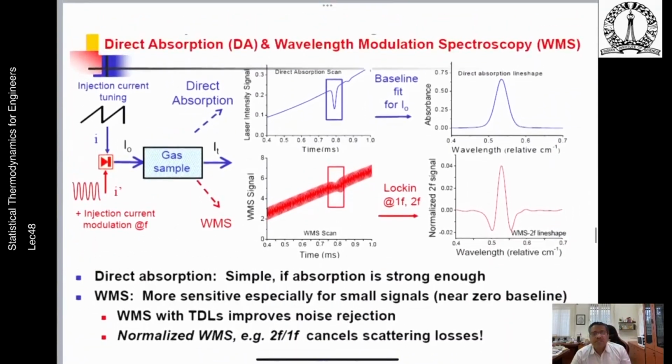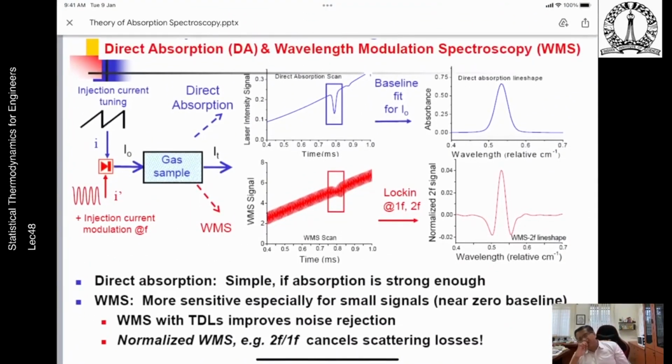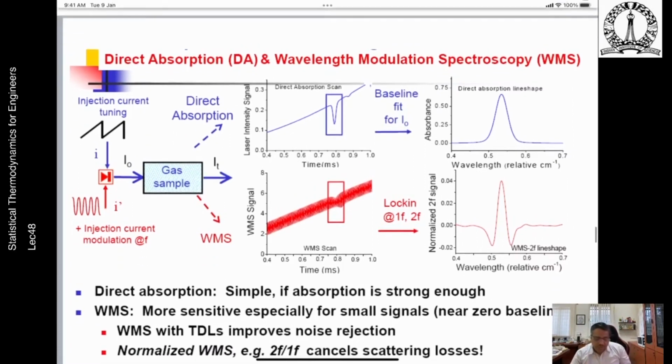Experimentally you measure it by what we call direct absorption or wavelength modulation spectroscopy. You typically have a laser with a ramp function, which is the injection current tuning of the laser. If it is direct absorption, you measure what is going in, which is I naught, and what is coming out, which is I_T over here. And then if you measure the I, you will see a blip.